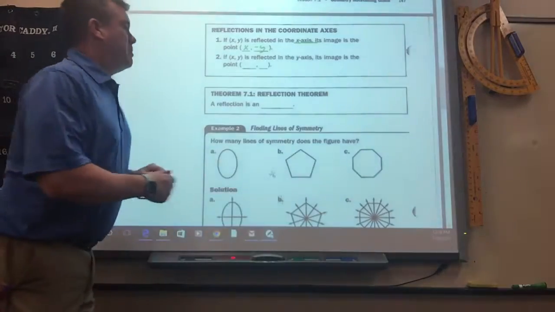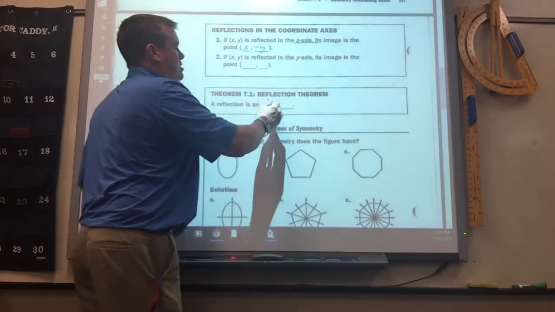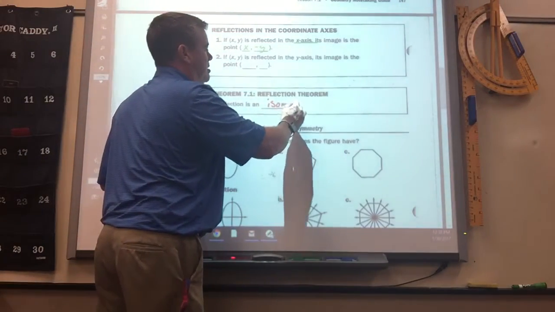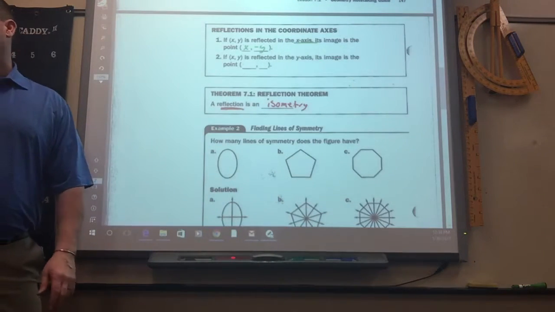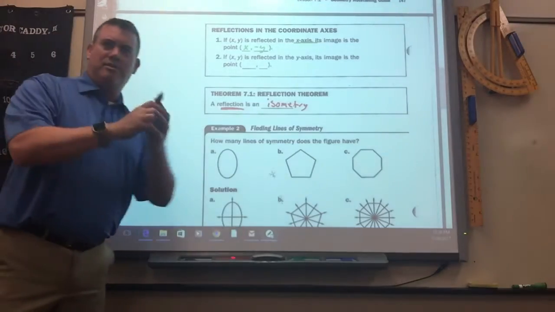This is what we talked about before. All of these translations are isometries. So this just is saying that a reflection's an isometry. You guys all remember what that means? Doesn't change size or shape.